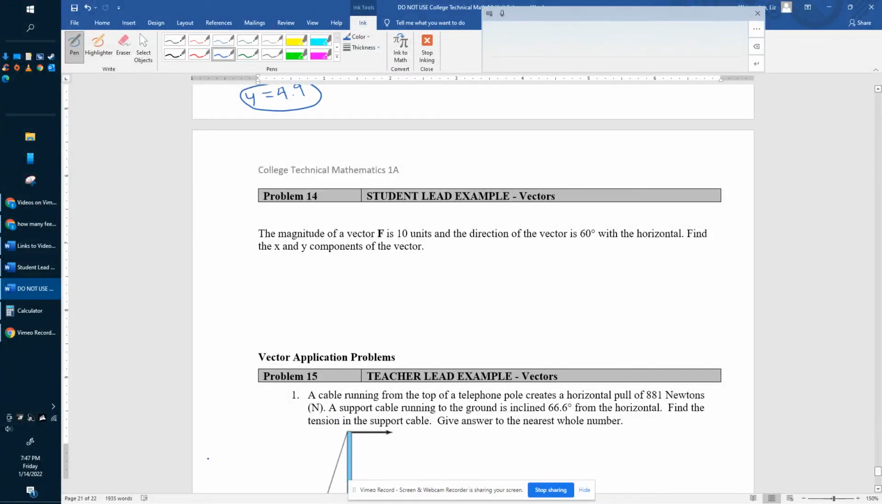Go ahead, take a moment and see if you can figure out the solution to problem 14. Reach out if you need any assistance.